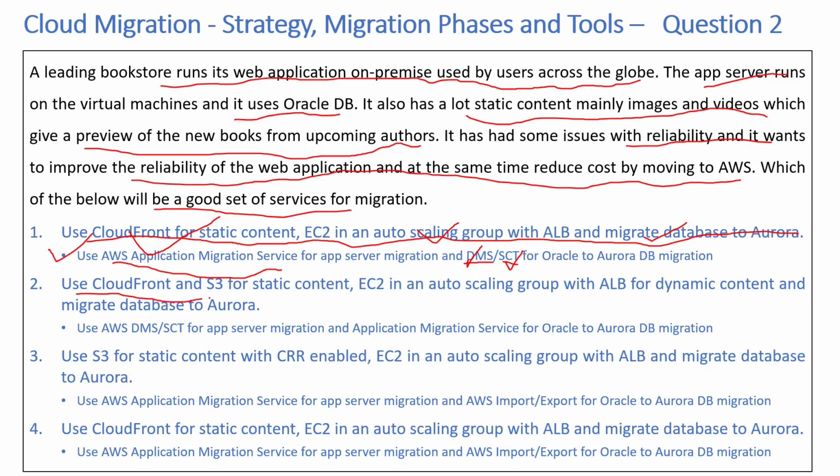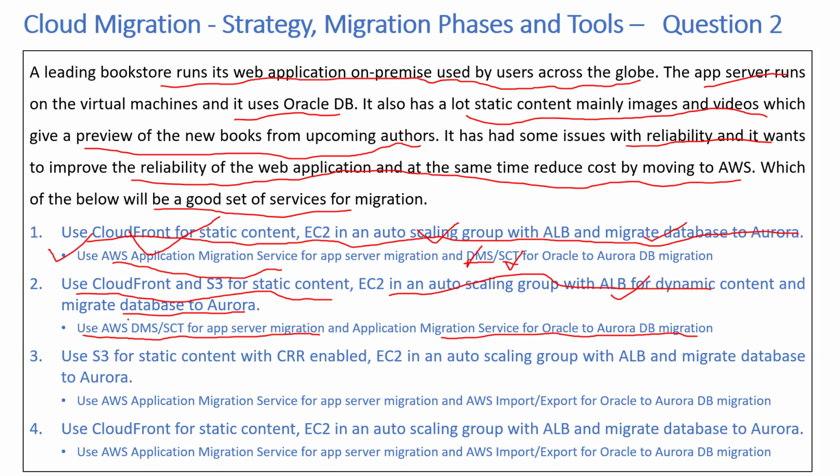So again, use CloudFront and S3 for static content. Yeah, that's correct. EC2 and ALB for dynamic content. Okay, that works. And then migrate the database to Aurora. Okay, this is correct as well. Now let's look at the tools for migration. Use AWS DMS SCT for app server migration and Application Migration for Oracle to Aurora DB migration.